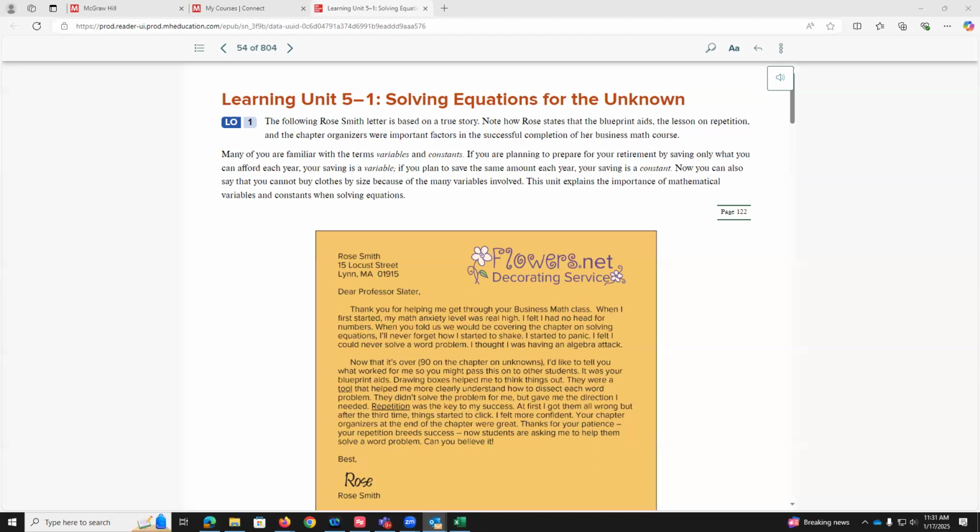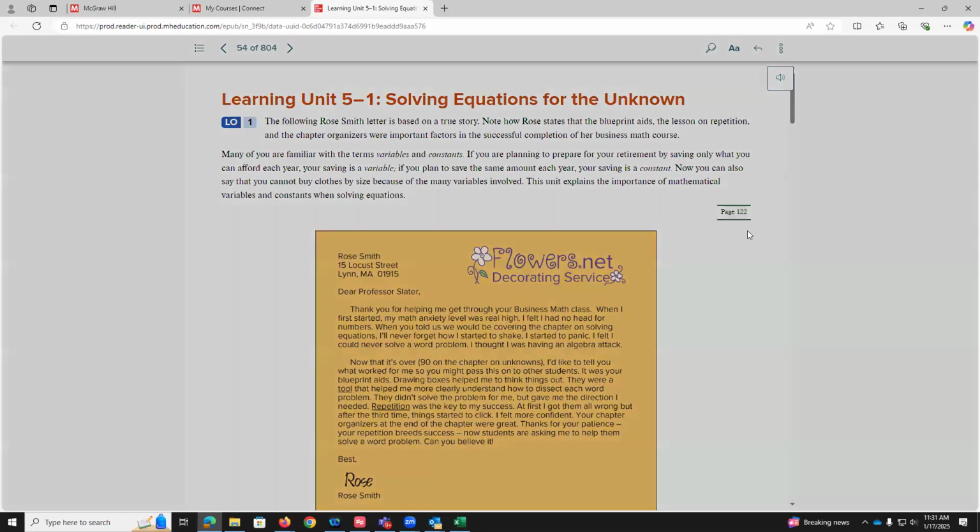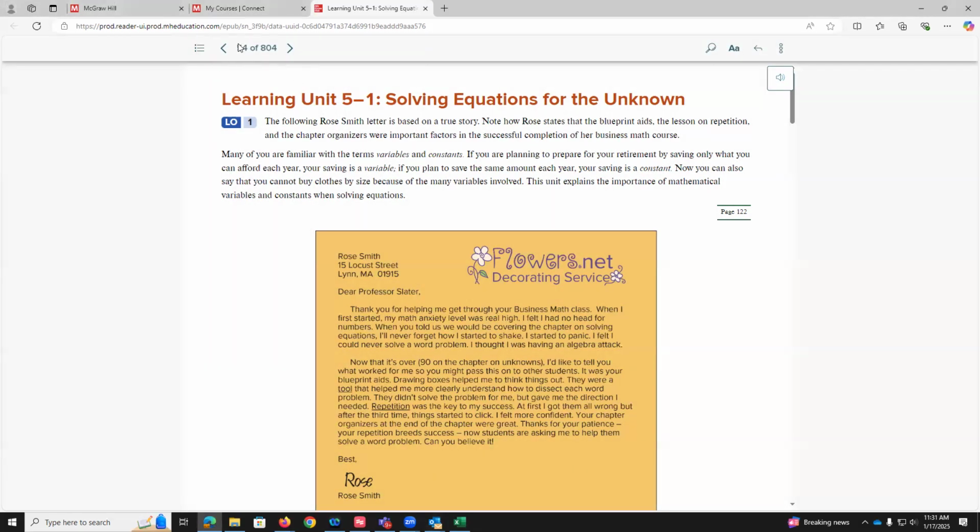All right, folks, let's get started. So, chapter 5 is all about solving equations for the unknown. And I'm going to scroll just a little bit. If you're in the physical book, we're on page 122. If you're in the online ebook, we're on page 54. So that is a little bit of a different numbering for the physical versus the online book.